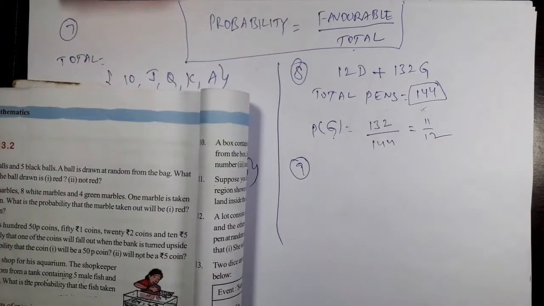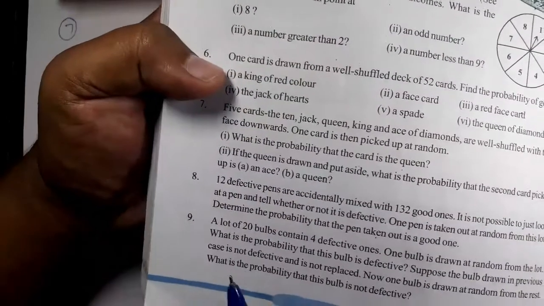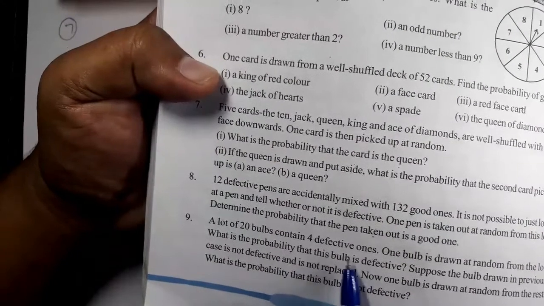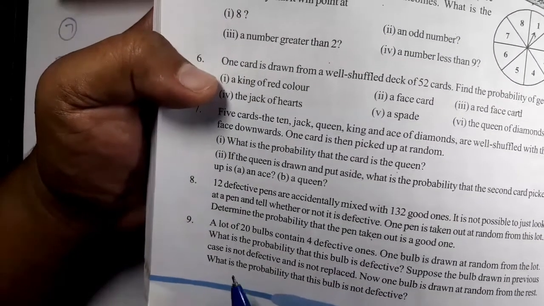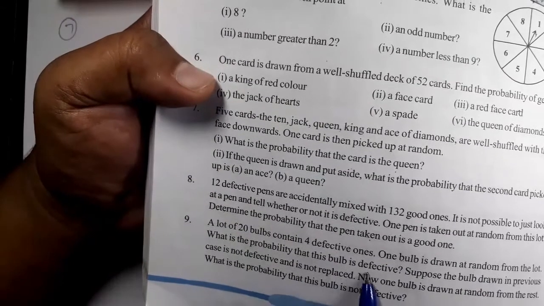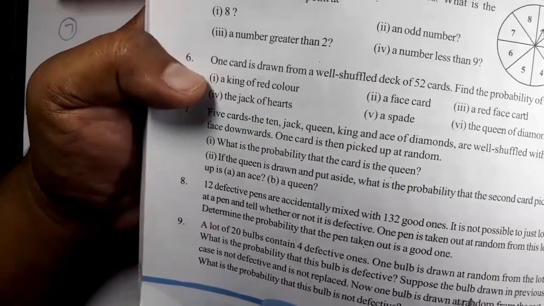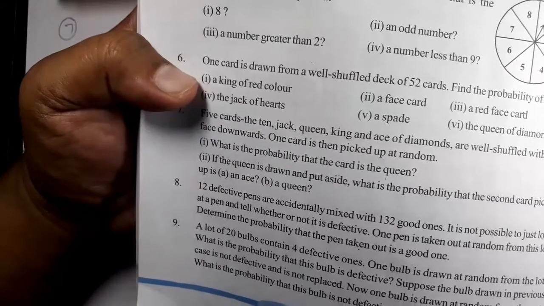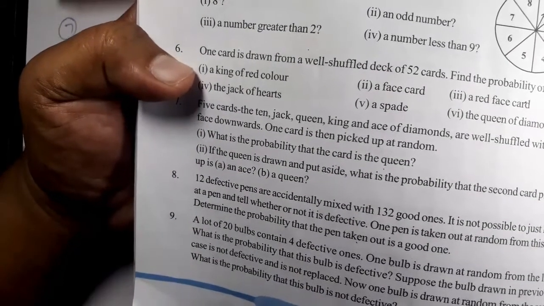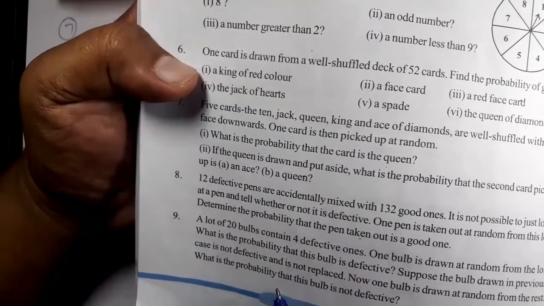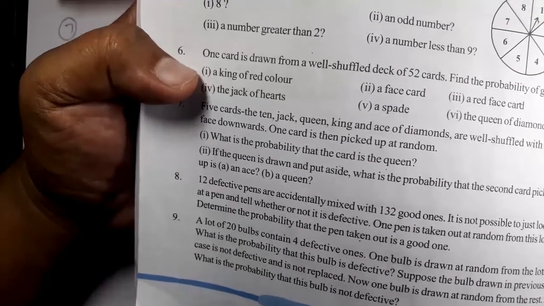Question number 9. A lot of 20 bulbs contains 4 defective ones. One bulb is drawn at random from the lot. What is the probability that this bulb is defective? Suppose the bulb drawn in previous case is not defective and is not replaced. Now one bulb is drawn at random from the rest. What is the probability that this bulb is not defective? That is the question. Very simple.